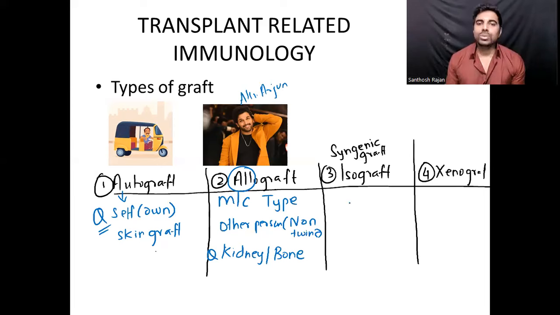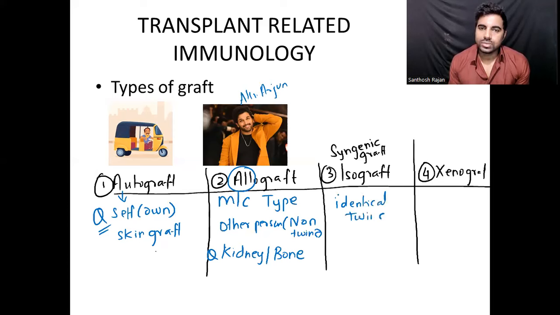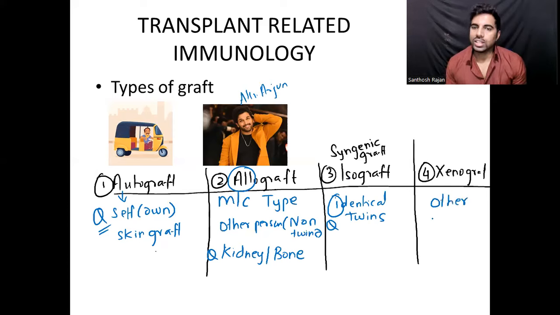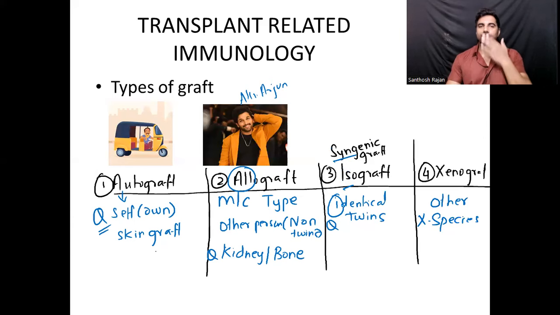Okay, got it? Iso means same. So here it is from identical twins. Xeno is usually from another species. Remember, X means other species. This they can ask. Iso and syngenic are the same here, don't get confused. Iso is a graft from identical twins. The most common one is allograft, always the most popular, kidney, bone, most of them. That's it, these are the types of graft.